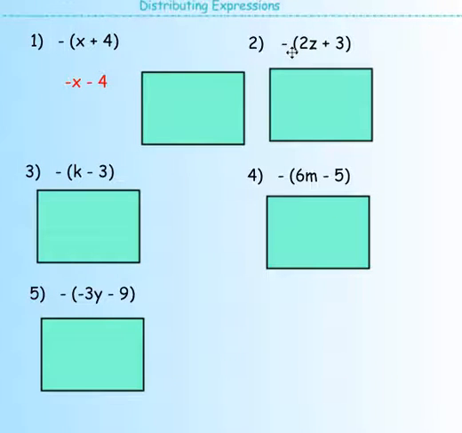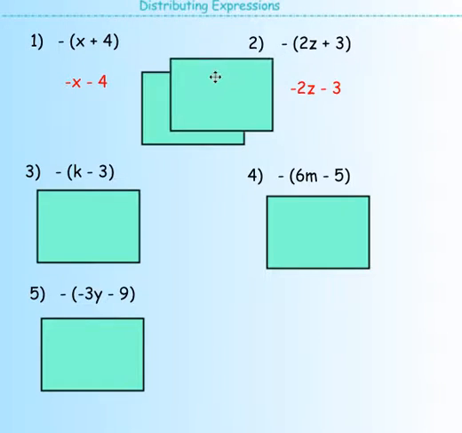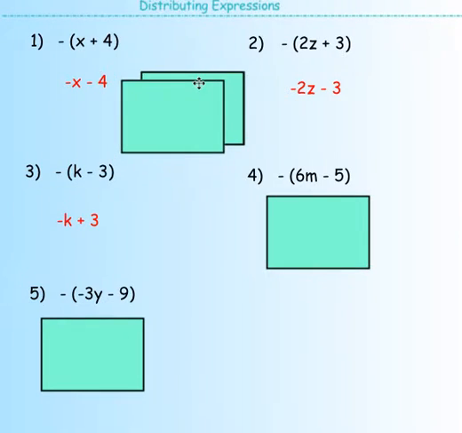Let's take a look at the next one. What's the opposite of 2z plus 3? So the opposite of 2z is negative 2z, and the opposite of positive 3 is negative 3. So negative 2z minus 3. Okay, number 3, taking the opposite of k minus 3. The opposite of k is negative k. The opposite of negative 3 is positive 3. So negative k plus 3.